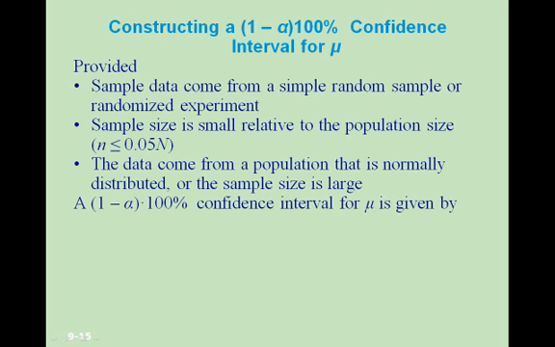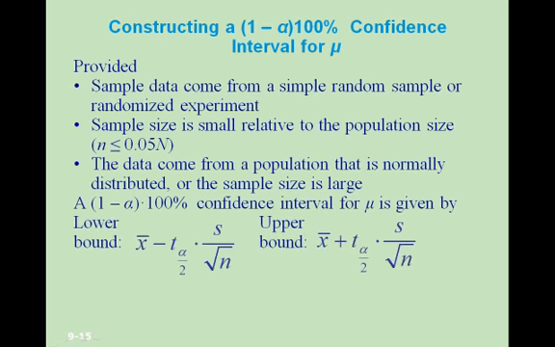So our confidence interval for mu is then given by these formulas for the lower bound and upper bound. Notice they're very similar to what we use for proportion, except now we have x bar, our sample mean, minus our t value, t sub alpha over 2, times our sample standard deviation divided by the square root of n. And for the upper bound, we have the same formula, except we're adding this time. And remember that our t sub alpha over 2 is the critical value with n minus 1 degrees of freedom.